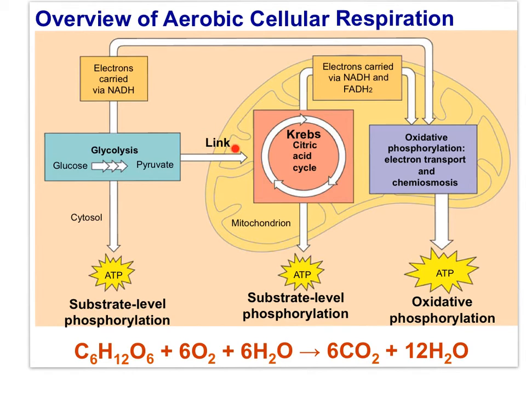The link reaction follows. But before looking at the link reaction in detail, let's use this slide to organize ourselves. The 4 sets of reactions in cell respiration are glycolysis, the link reaction, the Krebs cycle, and electron transport system. This movie has covered glycolysis and is about to introduce the link reaction. Part 3 looks at the Krebs cycle, and Part 4 looks at the electron transport system.